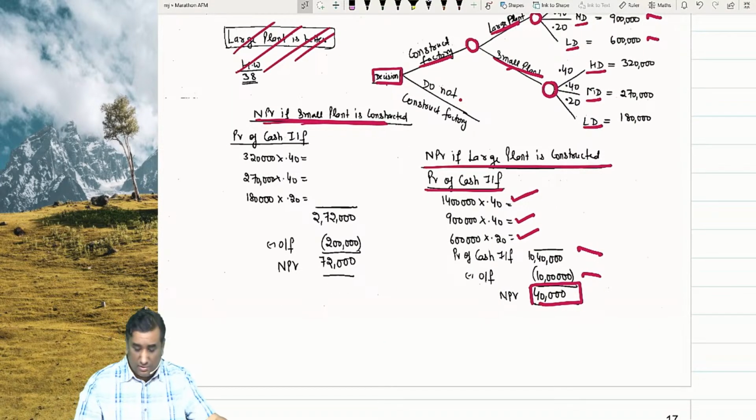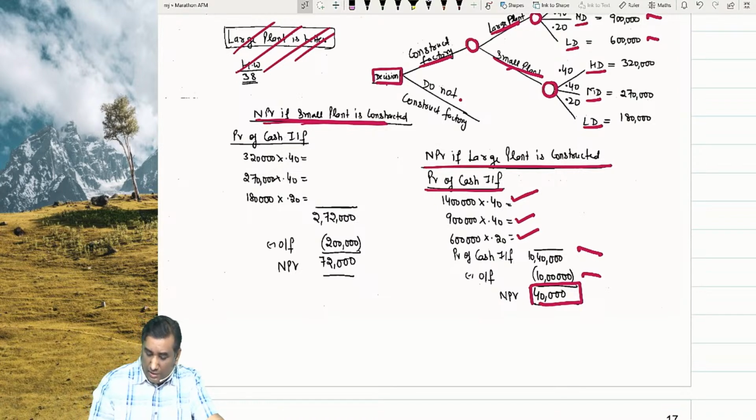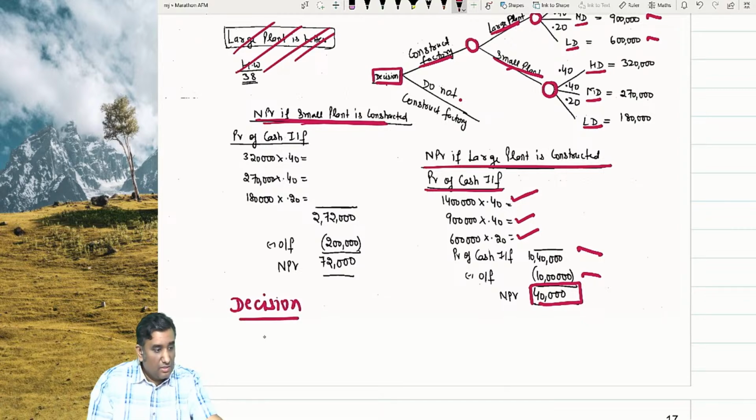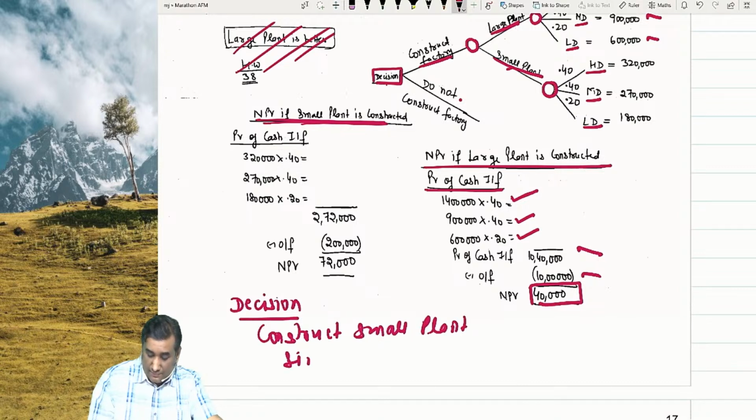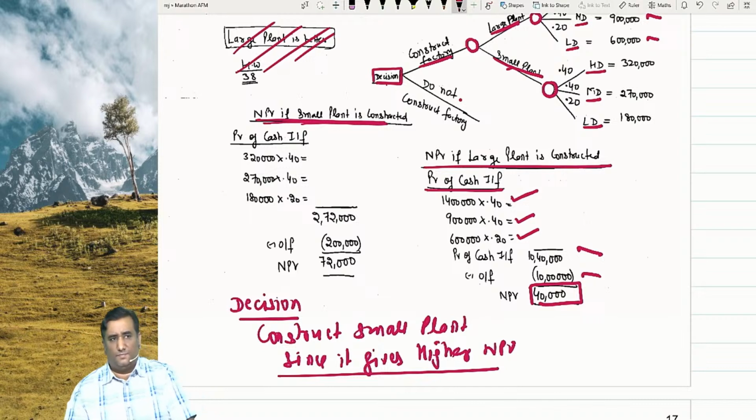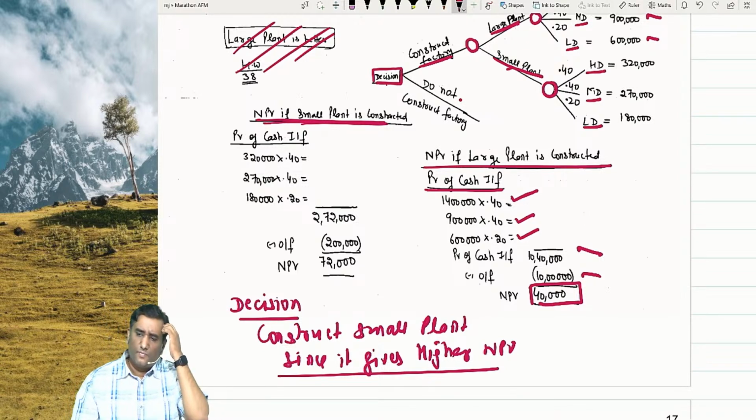Small plant is giving you NPV what? 72. Large is giving you what? 40. So decision would be construct which plant? Construct small plant, since it gives higher NPV.